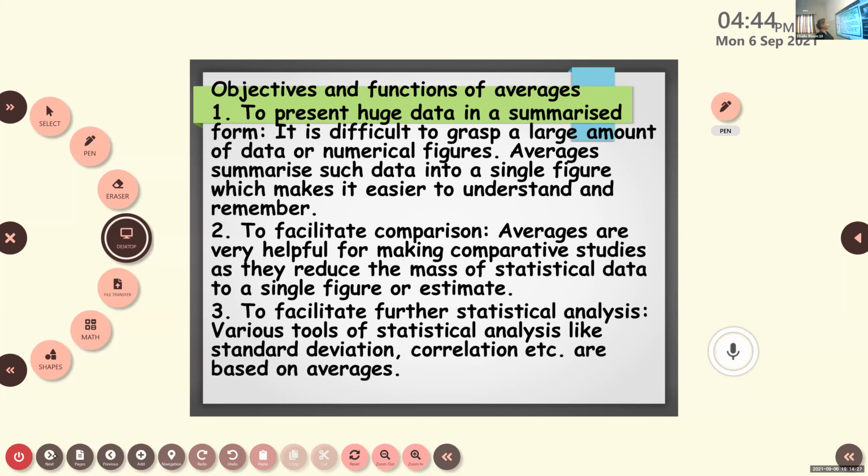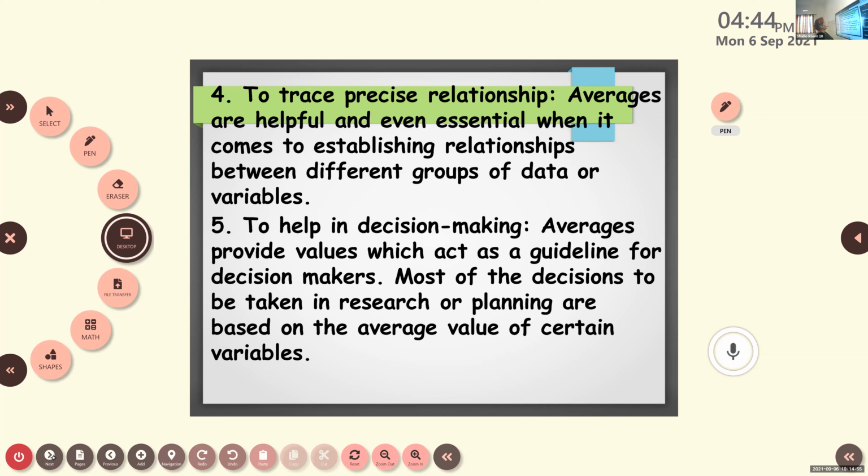So mainly, first one, it is related to data. Large data will be summarized into a small one. Second one, it helps in comparison. And third one, Abdulaman, what is the third one? Ma'am, to relate the further statistical analysis. It helps in further statistical analysis. Alan, can you tell the fourth one? To trace precise relationship. Yeah, to understand the precise relationship.